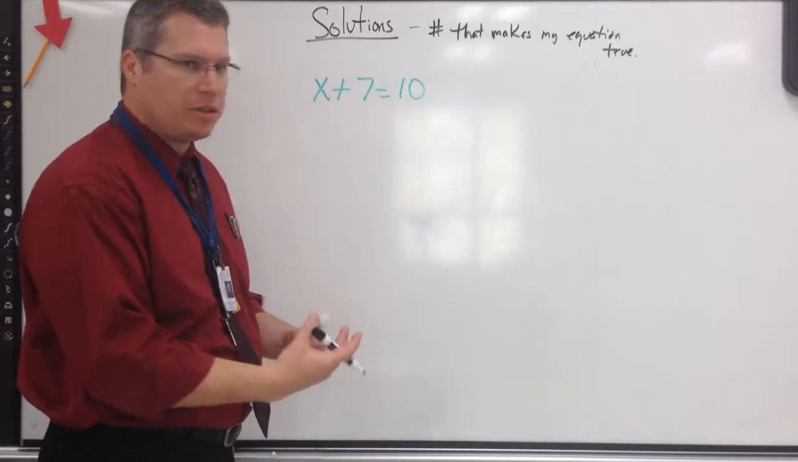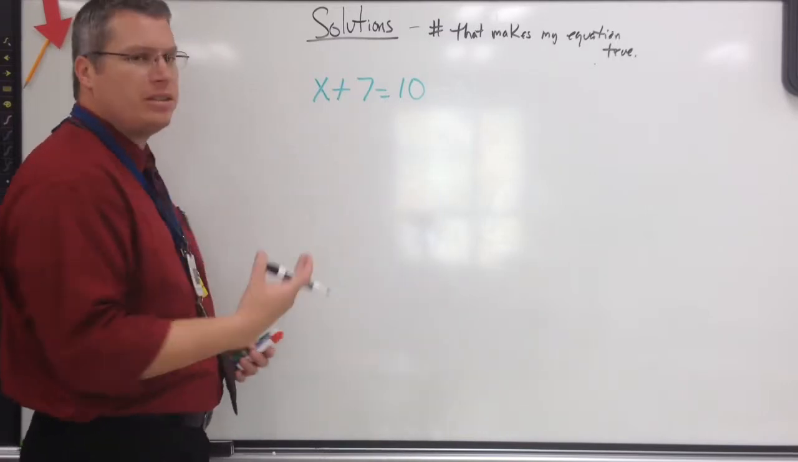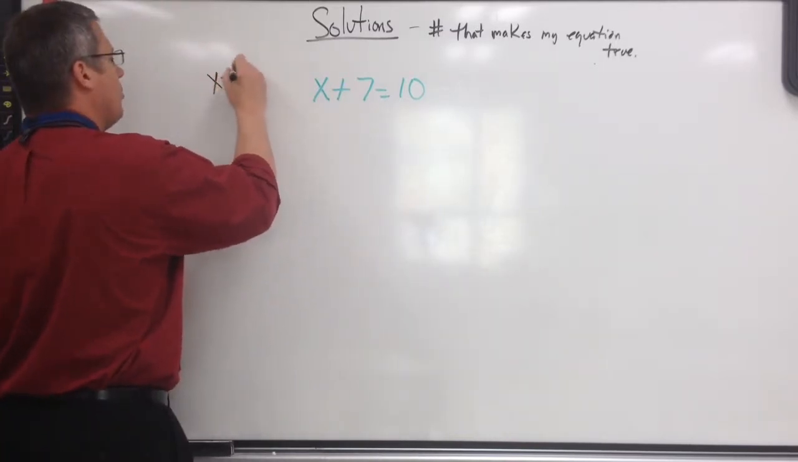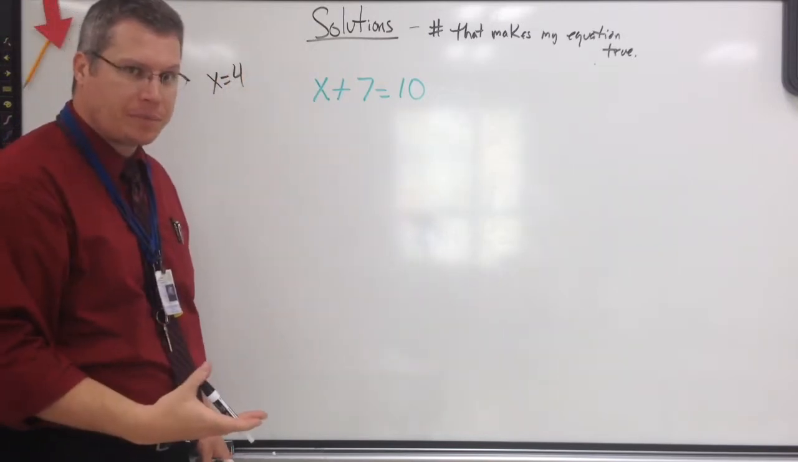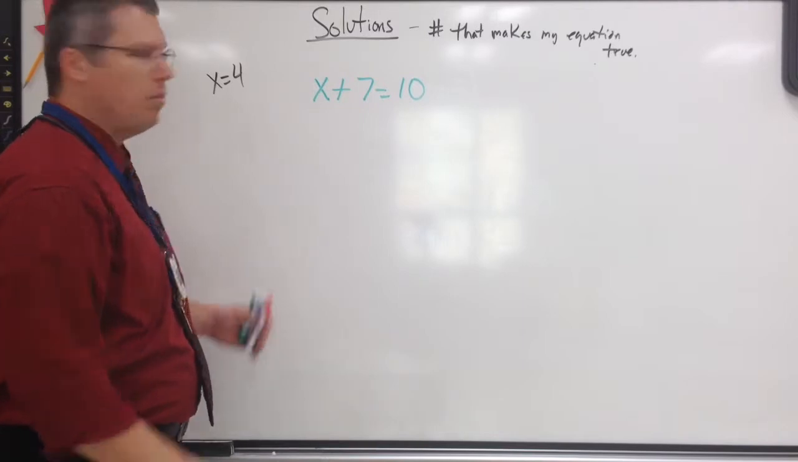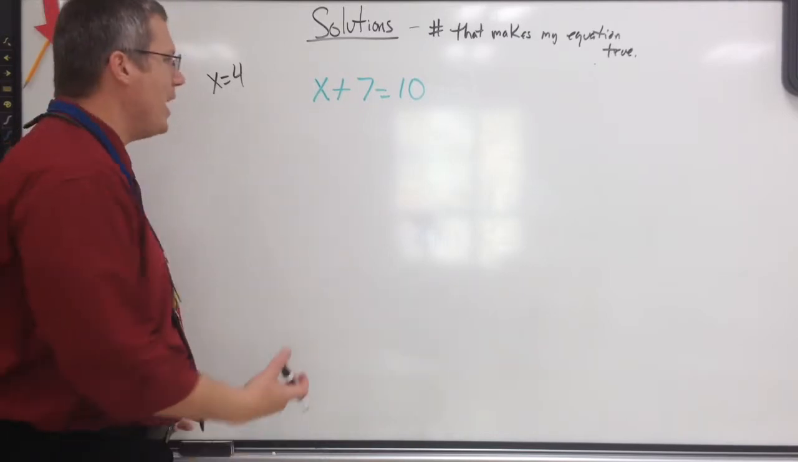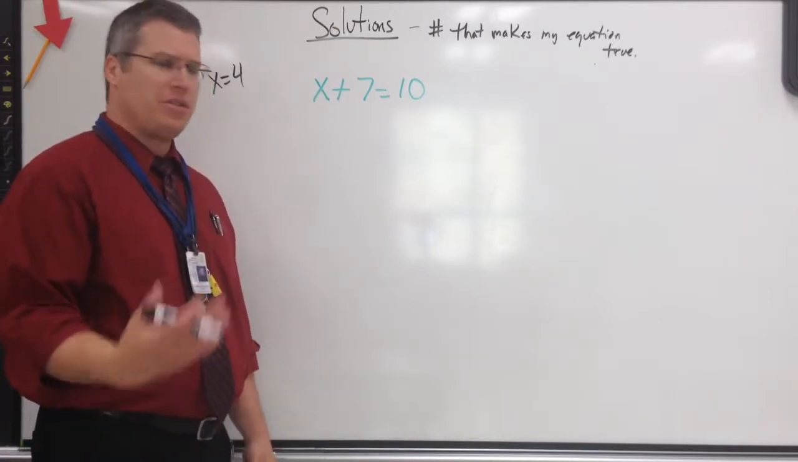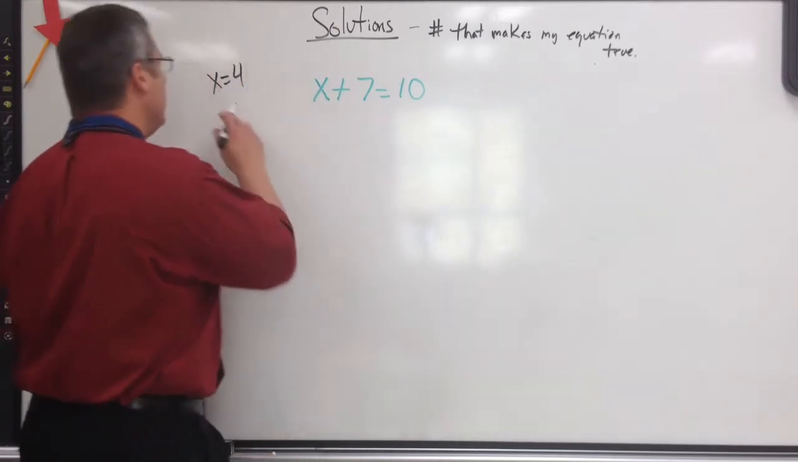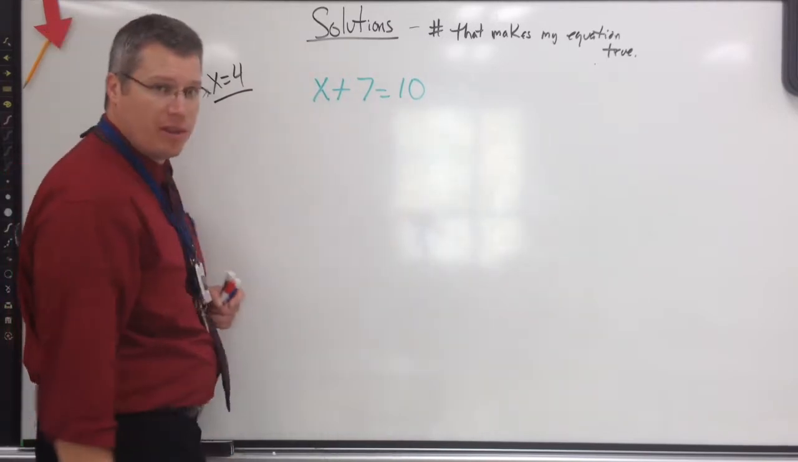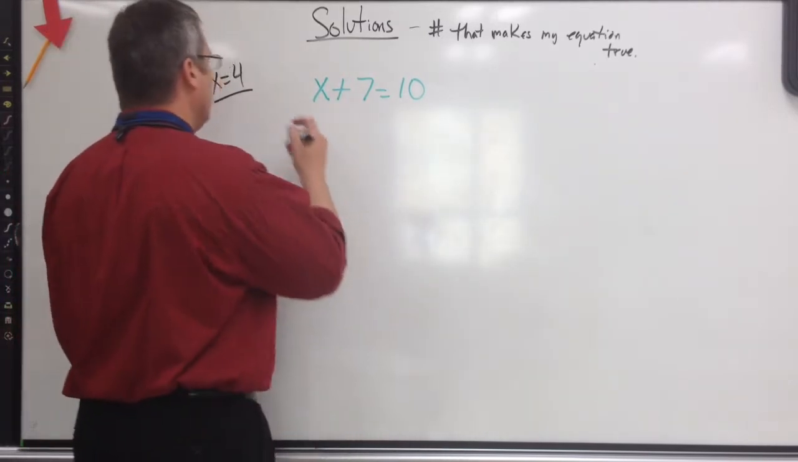So here's my question. I have this equation, x plus 7 equals 10. My question is, is x equal 4 a solution? And you'd be like, I don't think so. How would you prove that it's not a solution? It seems like a little bit of extra writing now when you could just do it in your head, but we're going to go through it. So I'm asking, I think x equal 4 is a solution for this. How do we prove it?